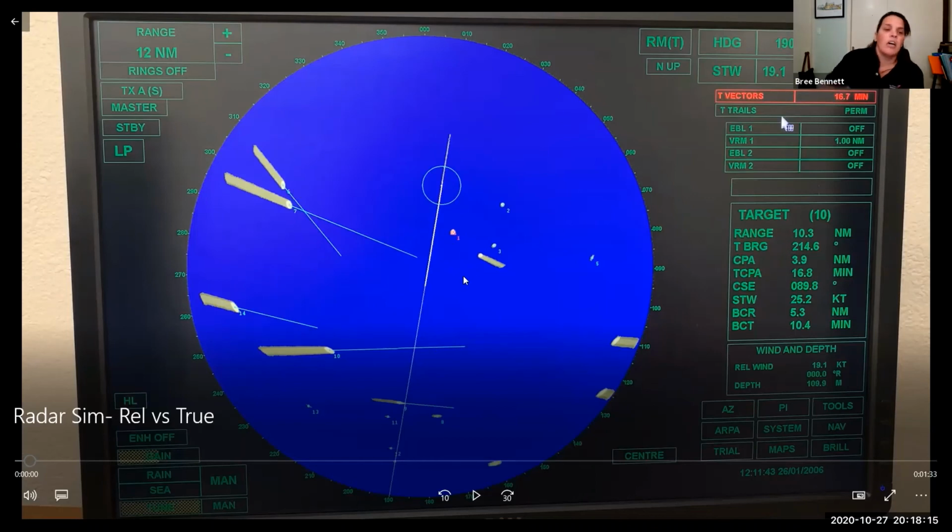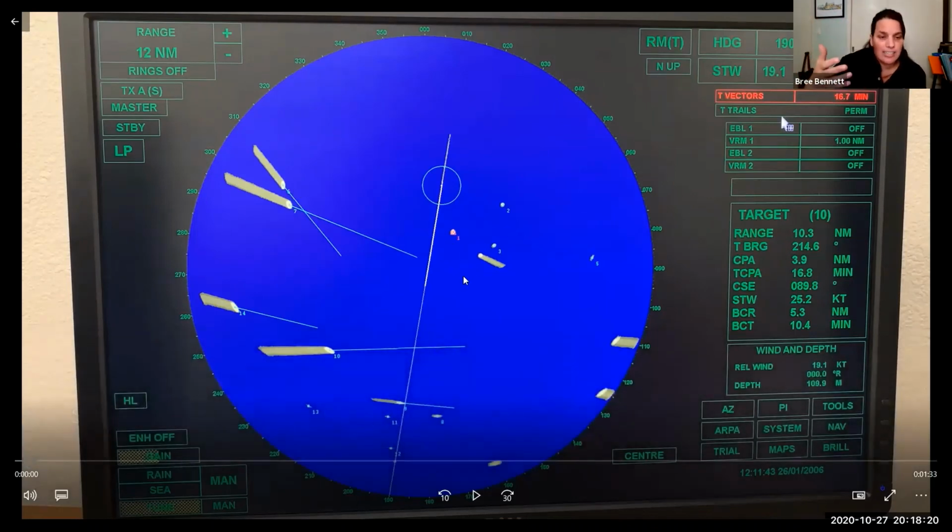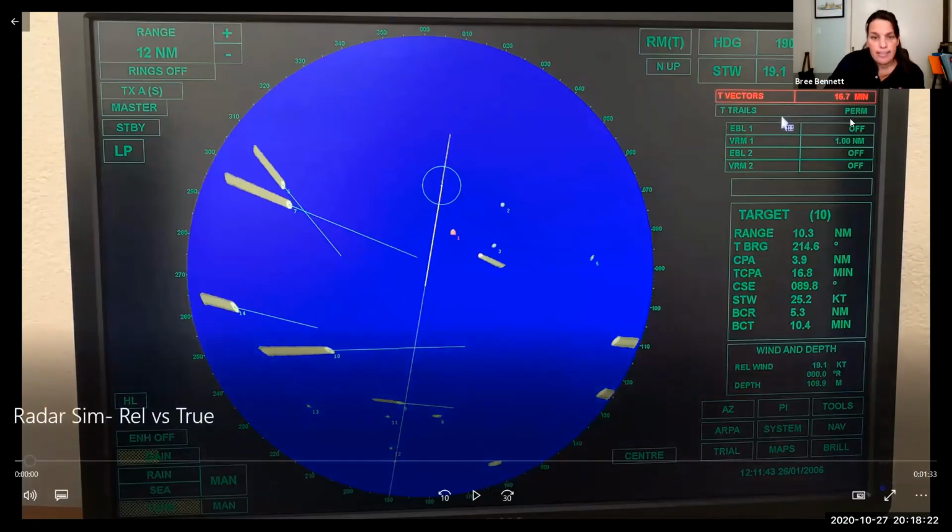So it's giving this projection of what's going to happen in however long I set my vector to. In this case, it's 16 minutes. So these are true vectors. Did I say relative at the beginning? This is what true vectors are. And I can also see that because the trails are on. The trails also help give us what that vessel is doing true.